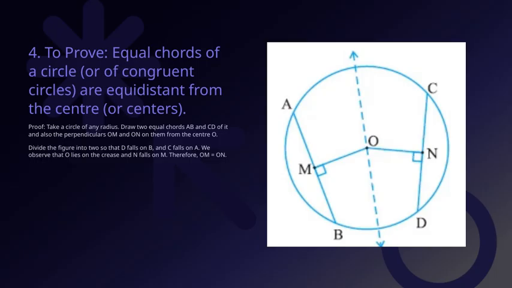This proof beautifully connects the concepts of equal chords, perpendicular distances from the center, and symmetry within the circle. It reinforces the idea that in circle geometry, equal chords always maintain the same distance from the center, a key property that supports many other theorems and problem-solving strategies.